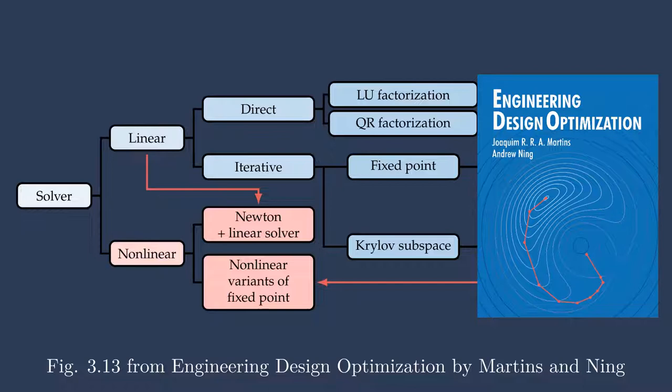I highly recommend that you read section 3.6 in Engineering Design Optimization. It's very concise and is very focused on introducing the idea of solvers, giving an overview of them, and going into more detail about what this figure means.